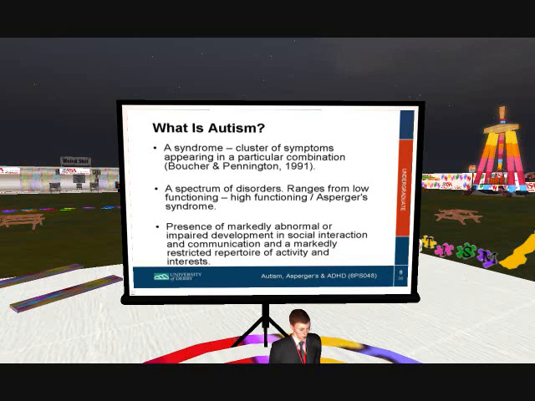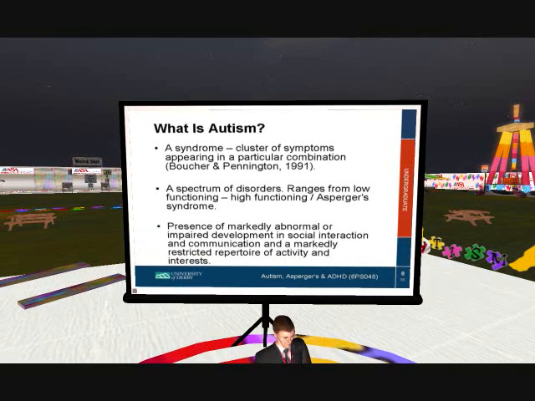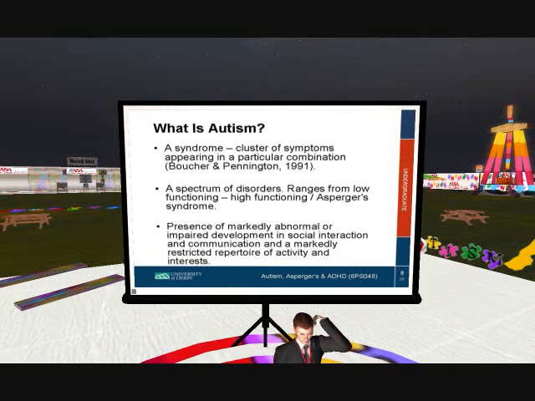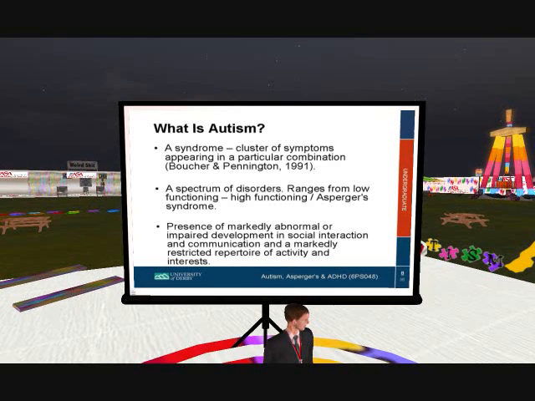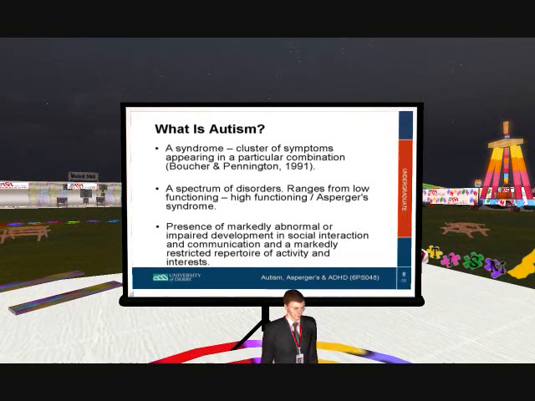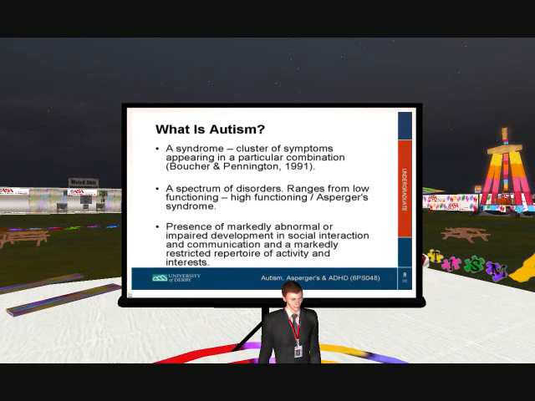So autism is characterized by the presence of markedly abnormal or impaired development in social interaction and communication, and a markedly restricted repertoire of activity and interests. And this accounts at the higher end for Asperger's syndrome, where people with Asperger's syndrome tend to have language. It accounts for some of the peculiarities we see.